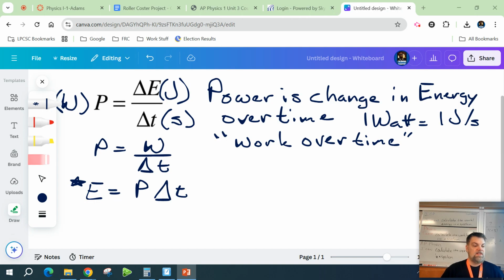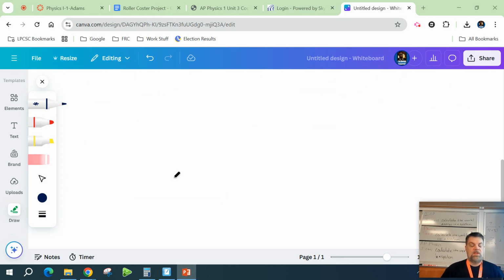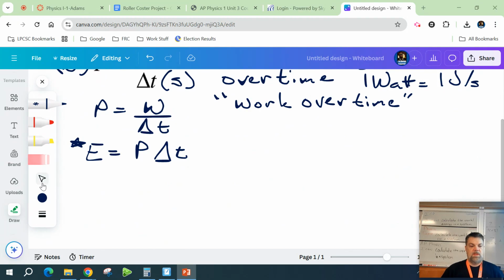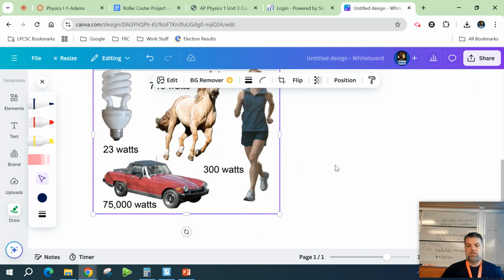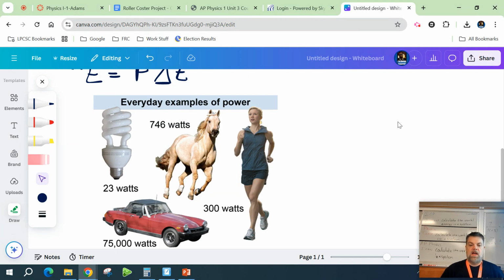All right, so let's see what that looks like. So here are some examples. Does everybody have this written down? So here are some examples. Well, maybe. Let me try this again. There we go. You don't have to write this down. I just want you to see it. A horse, so when they say horsepower, you know, I don't know if any guys are into cars or whatever, but when they say horsepower, it's about how much energy or work a horse can do per second, and it's about 746 watts.